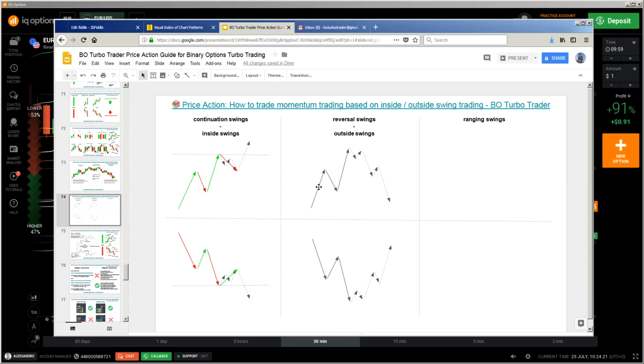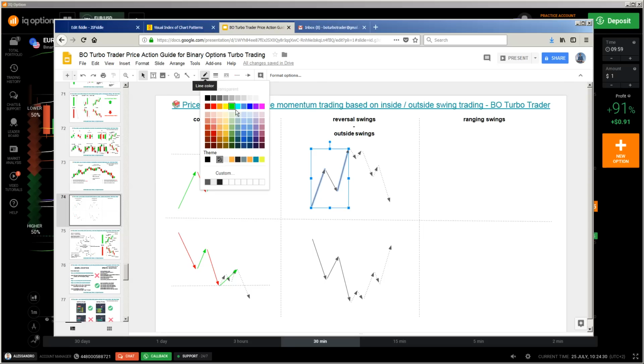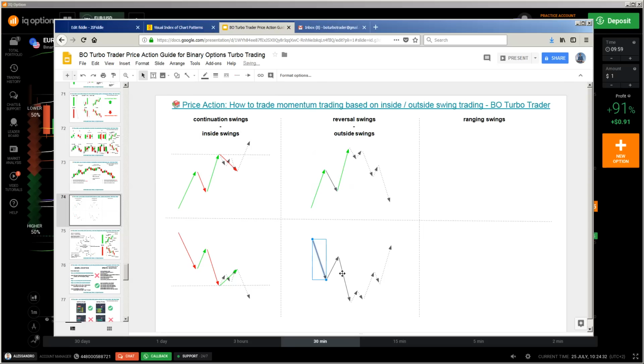Okay, so we will cover now the outside swings, yes, which are going outside of the range. And that is what the outside bar is also, yes, if we have a break of those levels here. So let me do this here in this case.